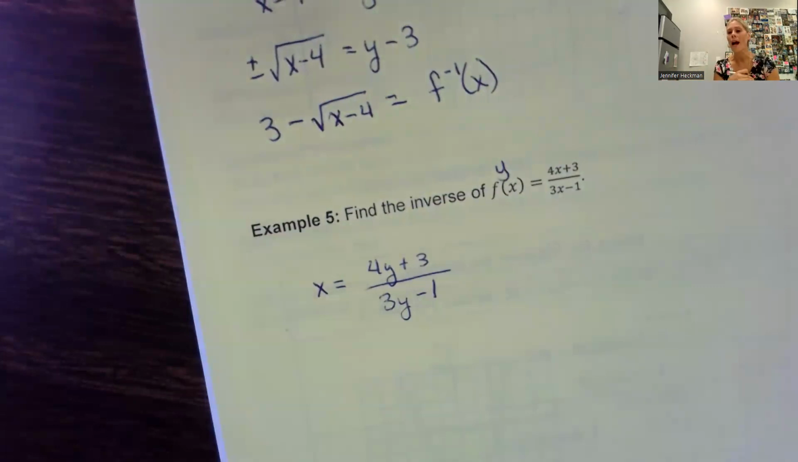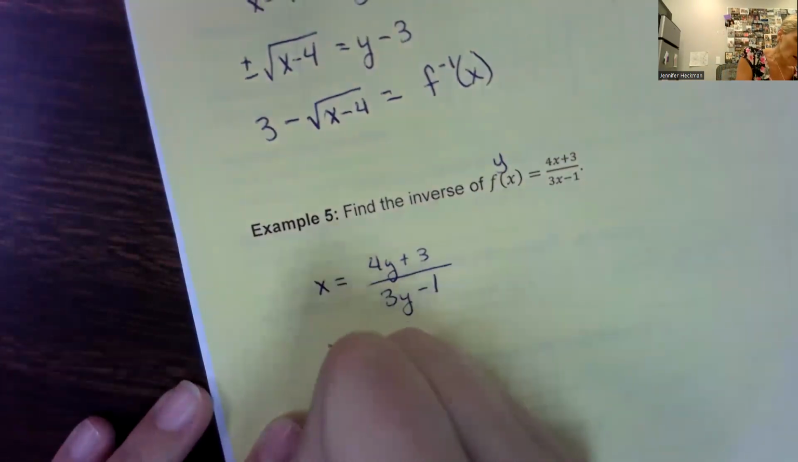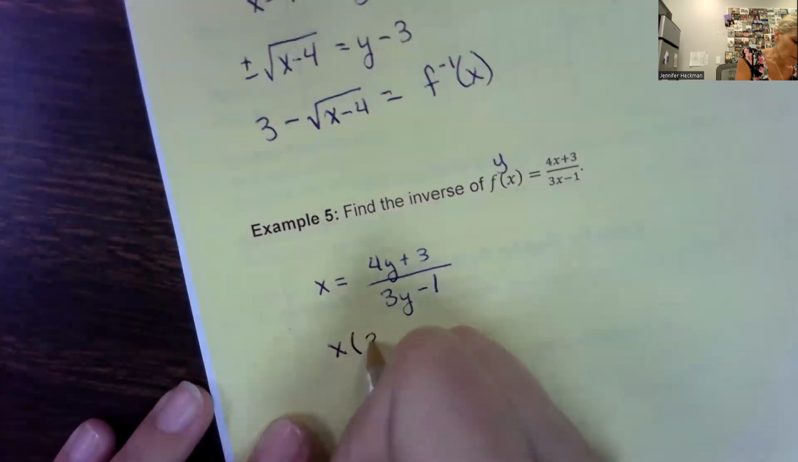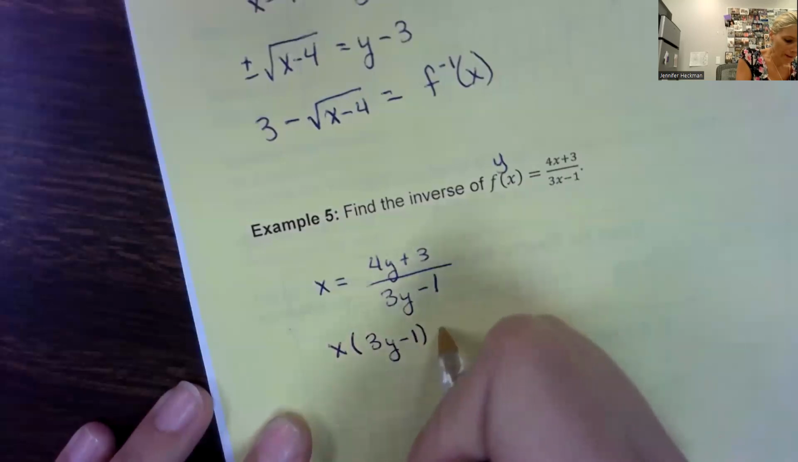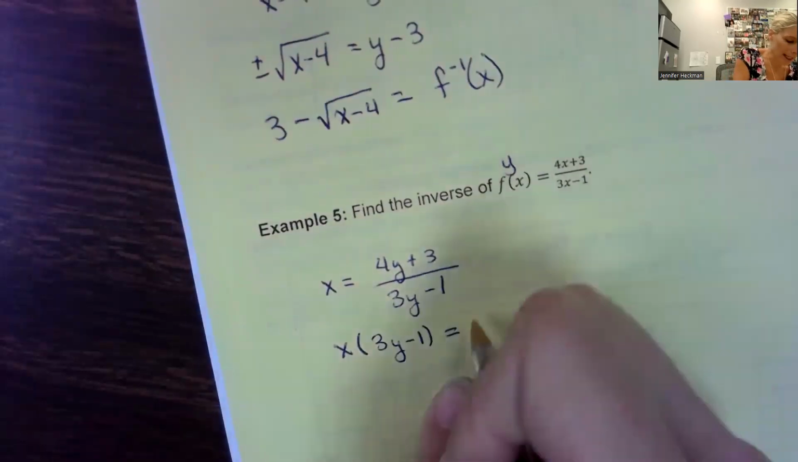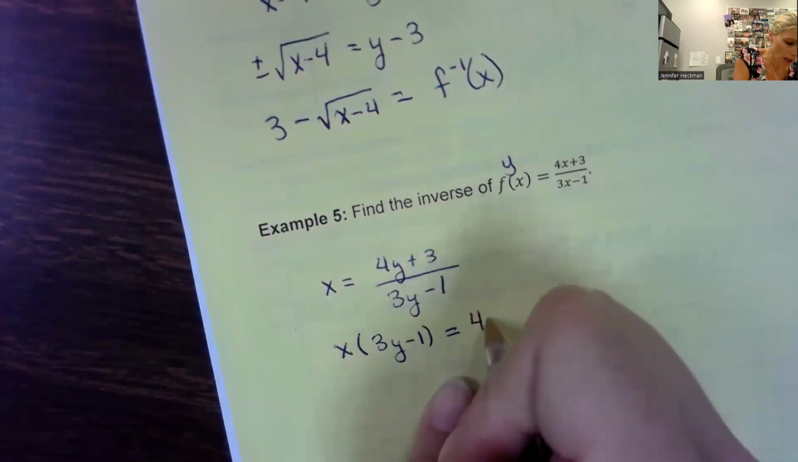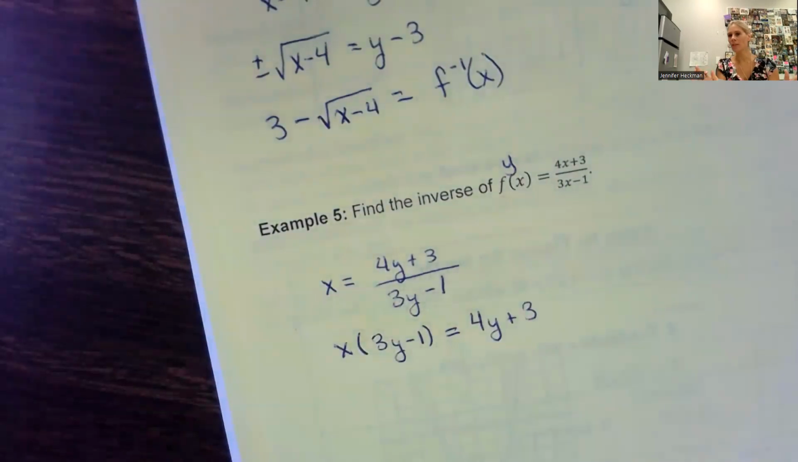Remember, to get rid of the fraction, we multiply both sides by the denominator. So what I'm going to do here is multiply this left side by 3y minus 1. Okay, when I multiply the right side by 3y minus 1, they cancel, so I'm left with 4y plus 3. Okay, just to get rid of the fraction. A little bit better, but we still have 2 y's. What are we going to do?